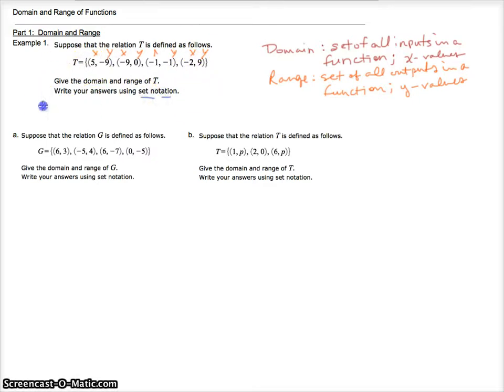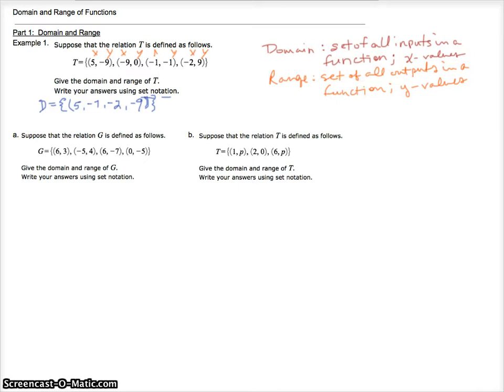So we're going to say the domain, or D, equals squiggly bracket, D equals, and then we'll open up some parentheses here, all of our x values. So we have 5, and we like to put them in numerical order from largest to smallest. So we have 5, -1, -2, -9. Close parentheses, close squiggly bracket.